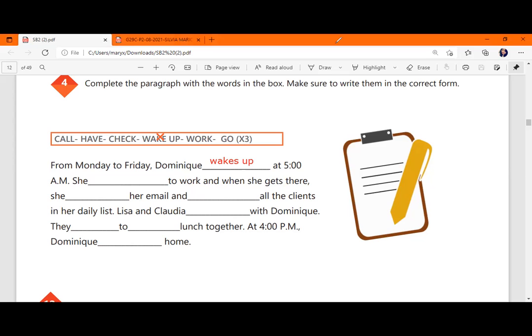Okay, so I have wakes up, she. What do we have next? She goes. She goes to work, and when she gets there, she checks her email and calls all the clients in her daily list. Lisa and Claudia work, exactly, work, right? Work with Dominic. They have lunch together. Very good. At 4 p.m. Dominic goes home. Excellent. Yes, that is perfect. Check your answers.